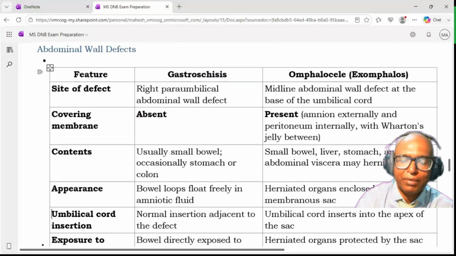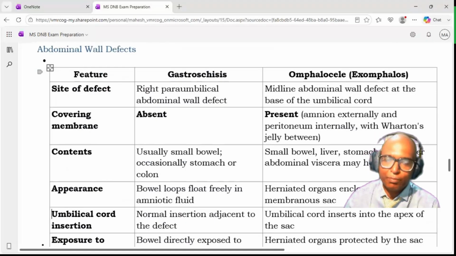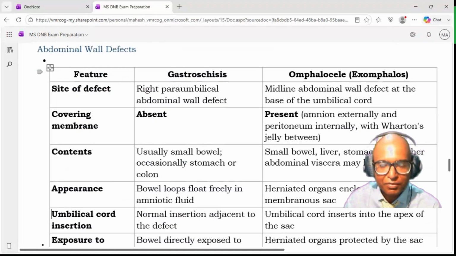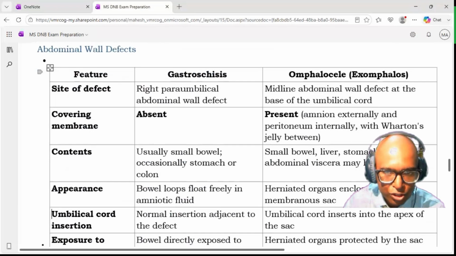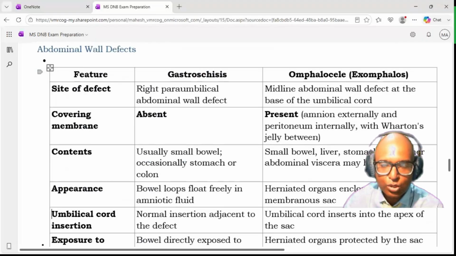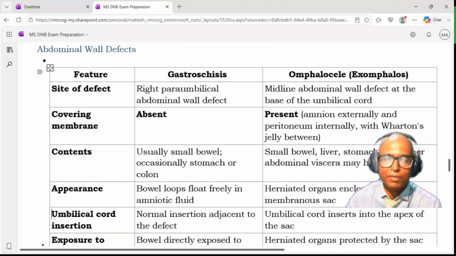Okay, coming to the abdominal wall. In abdominal, there are two important defects, and you should know the difference between the two defects. There can be a separate short note on this. So one is gastroschisis and second is omphalocele, also called exomphalos. So you should know the difference between gastroschisis and omphalocele.